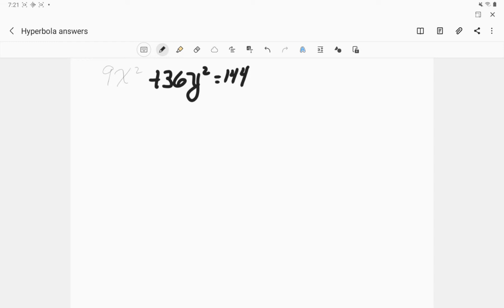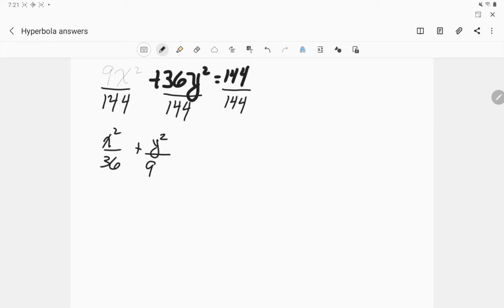So first off, in standard form, it should equal 1. So we're going to divide that by 144. We're going to divide this by 144, and we're going to divide this by 144. If we reduce 9 over 144, we get x squared over 36. If we reduce 36 over 144, we get 1 over 9. So y squared over 9 is equal to 1.